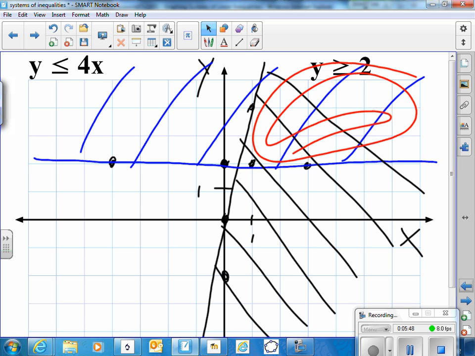So now I'll take you to a video clip where we have to solve for y so that we can graph the inequality.